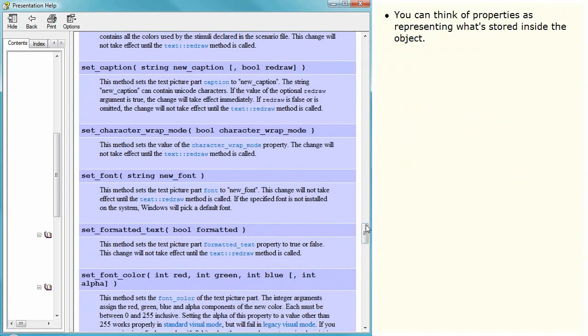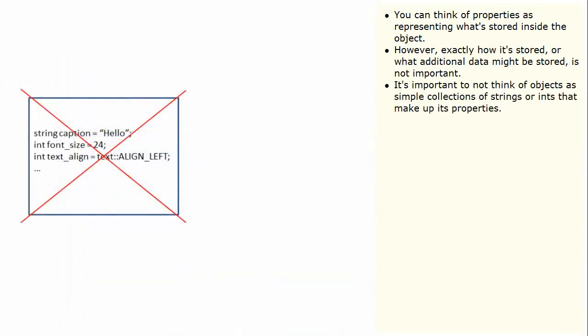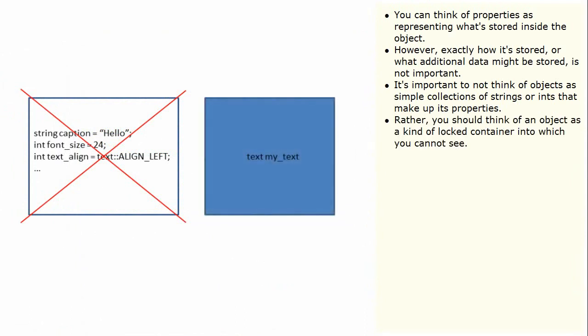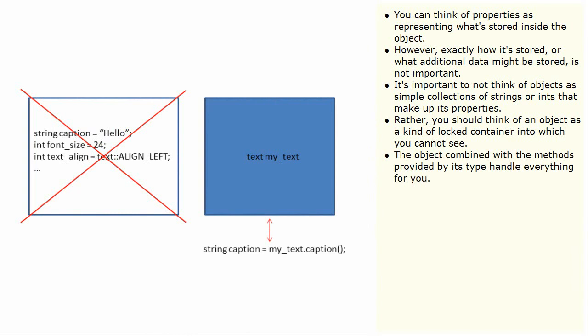You can think of properties as representing what's stored inside the object. However, exactly how it's stored or what additional data might be stored is not important. It's important not to think of objects as simple collections of strings or ints that make up its properties. Rather, you should think of an object as a kind of locked container into which you cannot see. The object combined with the methods provided by its type handle everything for you. You only interact with the object using the interface provided by the type's methods.